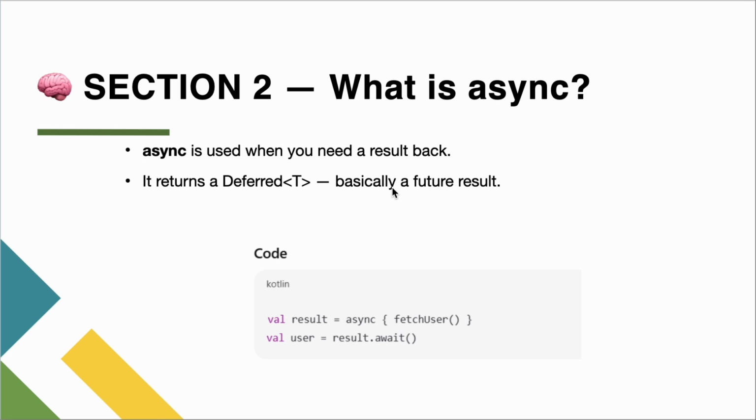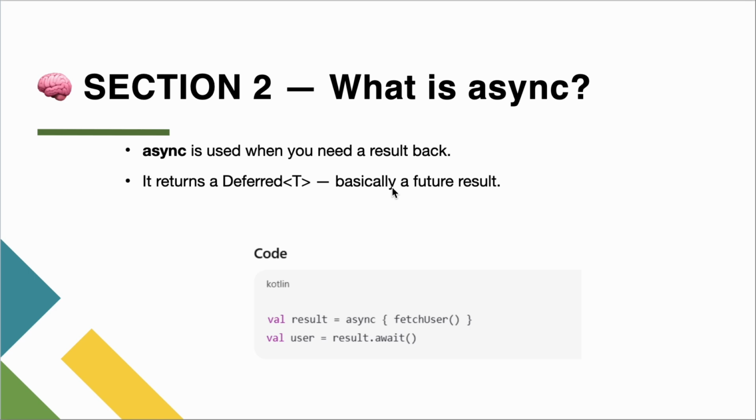If you ask someone and expect the result out of it, you wait for the result. That is the place you use async. And if you don't want any answer to be returned to you and you don't want to wait for it, you just fire and forget, then you go ahead with launch. So that is the major difference between both of them.